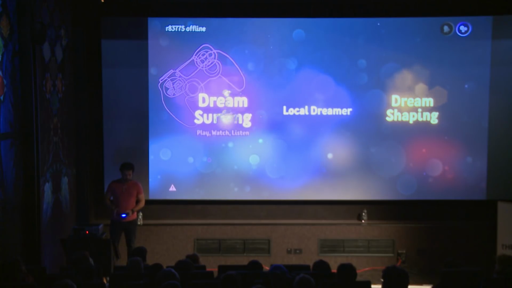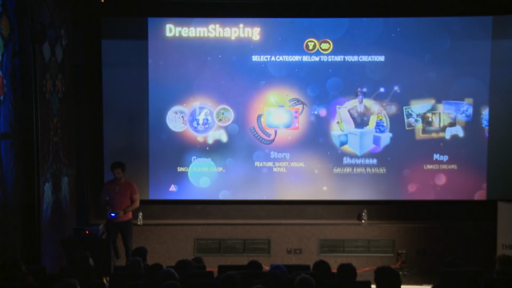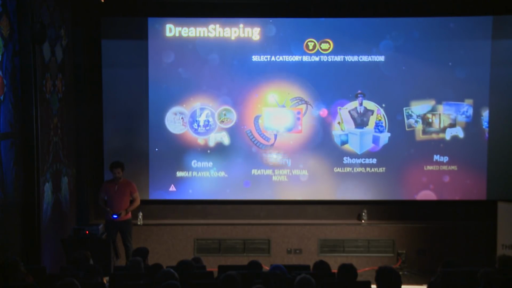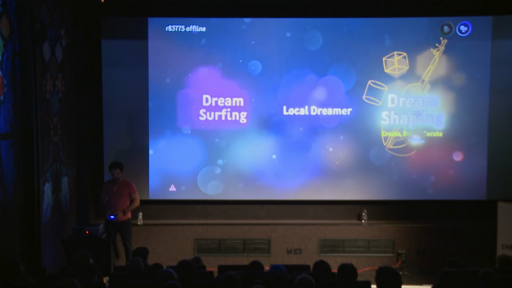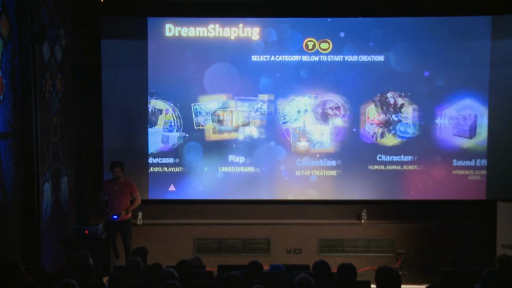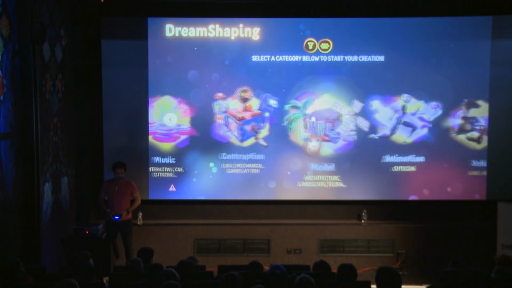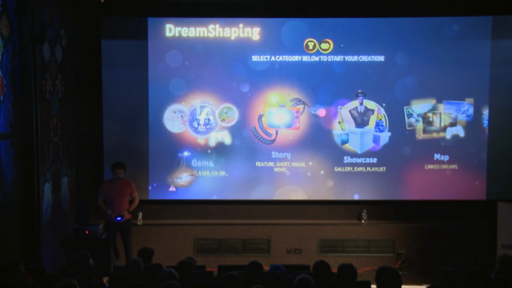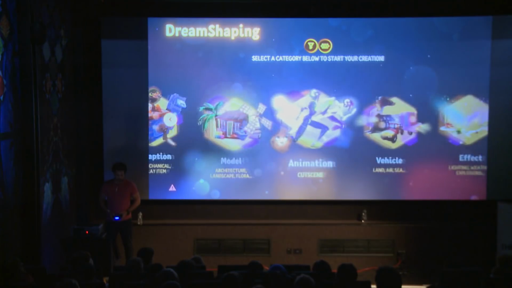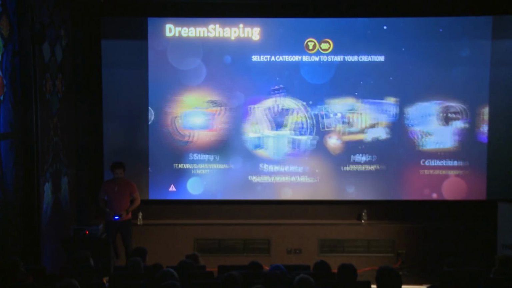Today I'm not focusing on that side. I'm going to dive straight into the creating side of things, tailored to you guys, to show you what's different about this way of creation. When you go into the dream shaping side of Dream, rather than the surfing, you find the different types of things you can create in Dream. Unlike Little Big Planet, Dream allows you to do everything from very big, grand games all the way to small elements like a special effect or a vehicle. All that is publishable, shareable, and there's a whole universe around that side of things.